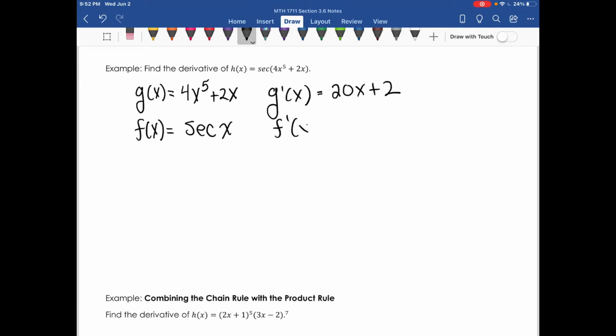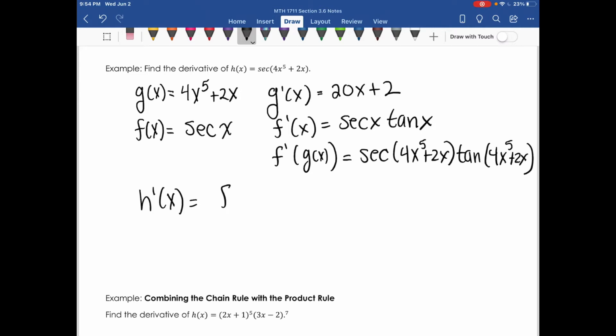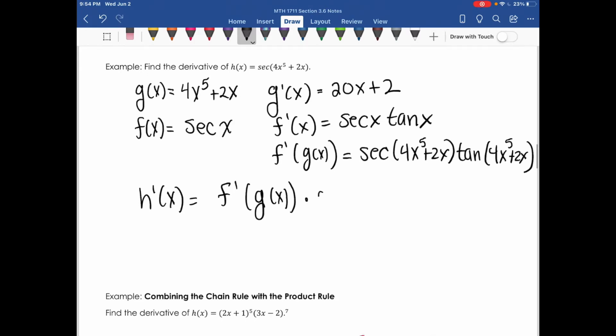And so we need to find the derivative of the inner function, which is 20x plus 2. And the derivative of secant is secant x tan x. But then when I evaluate it at g of x, what we get is secant of 4x to the 5th plus 2x times tangent of 4x to the 5th plus 2x, because everywhere I see x, I need to plug in g of x.